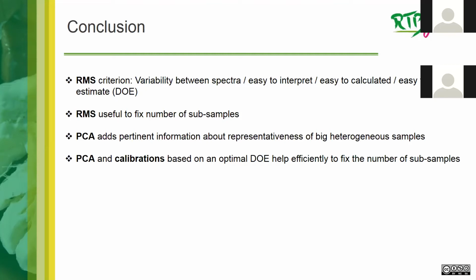But at this point, we can say that PCA adds pertinent information about the representativeness of big heterogeneous samples, and PCA associated with calibration development based on an optimal design of experiment helps efficiently to fix the number of subsamples.